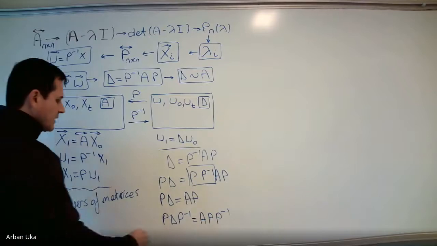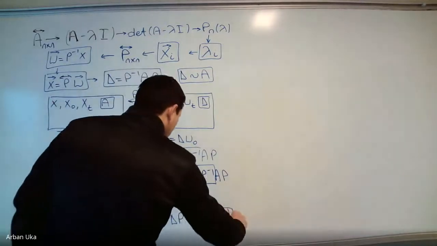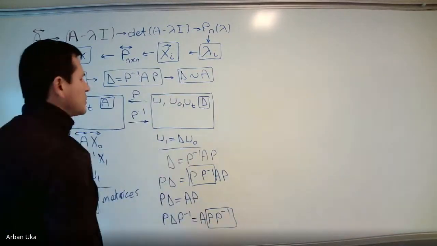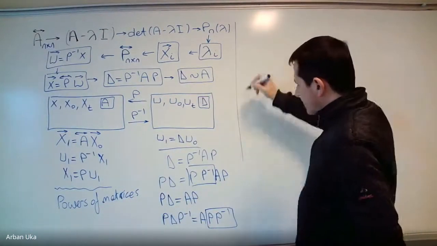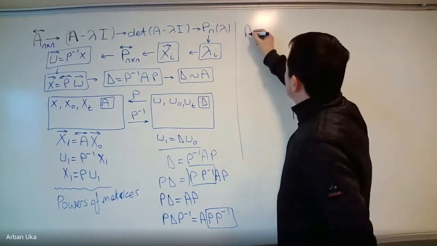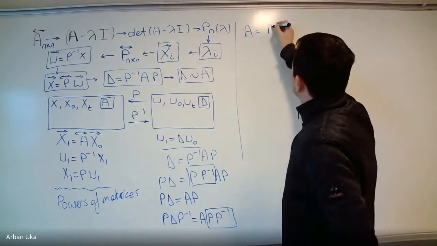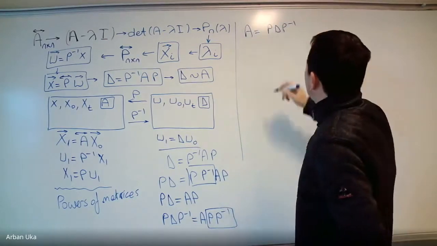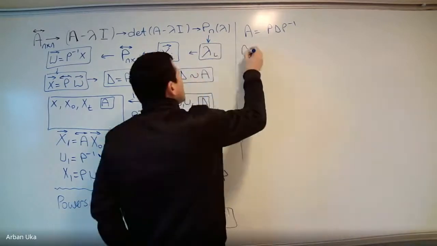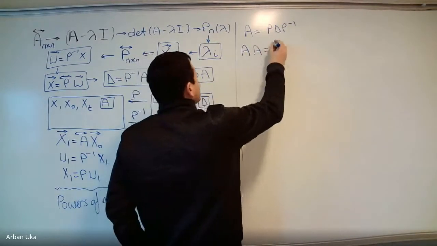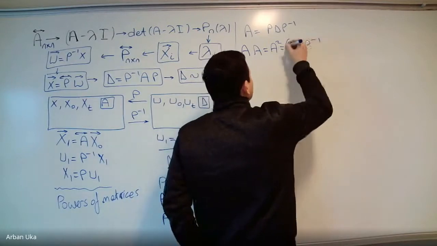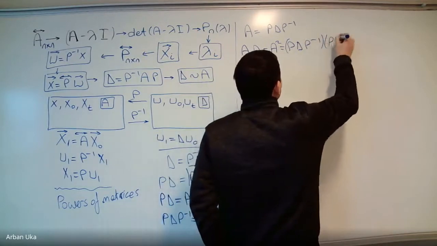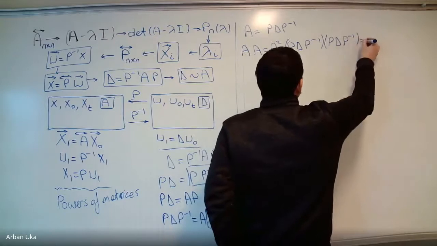And then this gives again an identity matrix, so we can obtain the following. We can get that the matrix A is equal to P D P inverse. So if we want to calculate A squared, this would be equal to P D P inverse times P D P inverse.